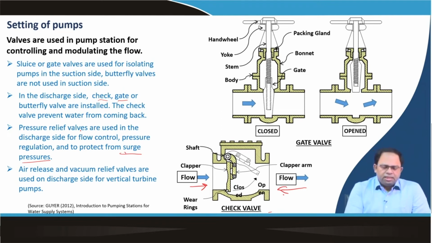Then air release and vacuum relief valves are also used at the discharge side for vertical turbine pumps. The reason is that sometimes air gets inside the pipeline, and because of the air the water cannot move smoothly. So this is where the air release or vacuum relief valves release this air outside the system, and then the water can start flowing again. So these are the different kinds of valves that are usually found along with pumping stations and in different parts of a water supply network, or even in certain cases sewerage networks.